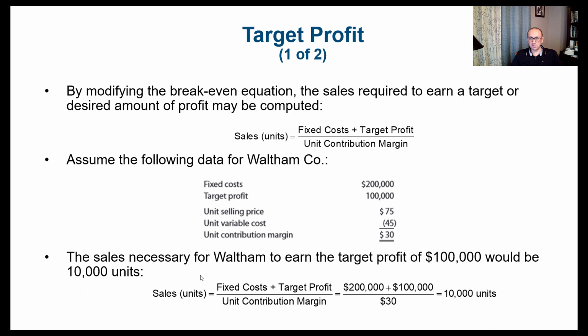So the sales necessary for the company to earn the target profit of 100,000 would be calculated as follows. We get the fixed cost plus the target profit divided by the unit contribution margin, which is the 200,000, that's the fixed cost, plus the desired or target profit of 100,000, divided by the unit contribution margin of 30, and that would tell us that we have to make sales of 10,000 units in order to have a profit of $100,000.